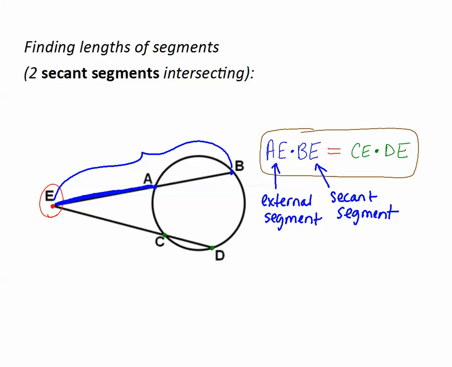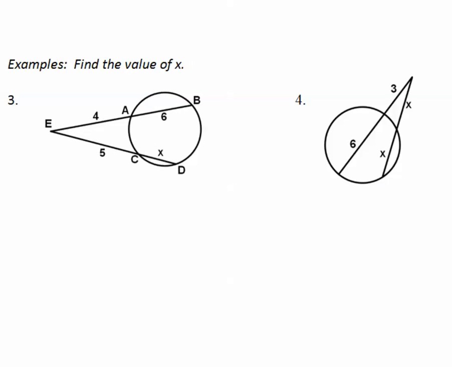All of the parts in my formula have to touch the intersection point, have to include the intersection point. The external segment includes the intersection point. The entire segment includes the intersection point. I never want to say just this chord because it doesn't include the intersection point. For similar reasons of the proof that I showed you above, it's similar triangles that prove why this is true. CE is the external segment, and DE is the entire secant segment. Let's look at how to use these formulas in the following examples.